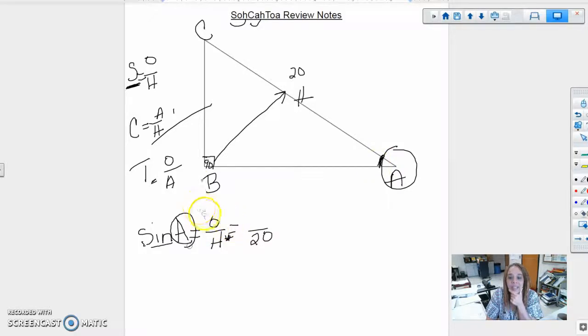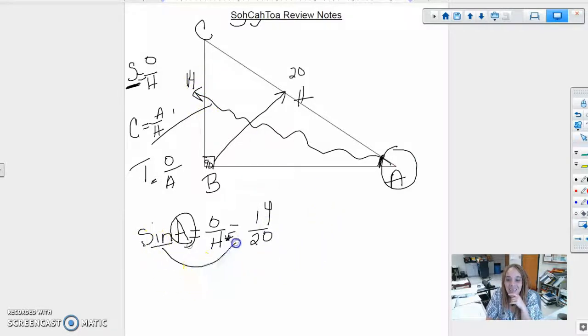So what is opposite of angle A? If I start at angle A and go directly opposite, this line right here is opposite of angle A. It's in the opposite direction. So if this line was labeled 14, then I would say opposite of angle A is 14. That is very messy. So sine A equals 14 over 20. I made my ratio opposite over hypotenuse. That's how that works.